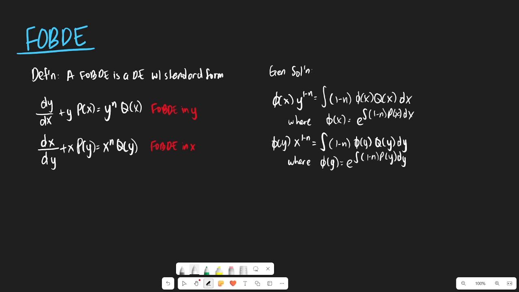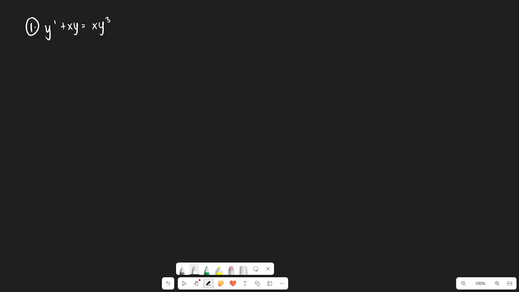So that's it. Those are all the formulas that you have to take note of: the standard form for the FOBDE and the general solution for the FOBDE. For our first example, let's have y prime plus xy is equal to xy cubed.